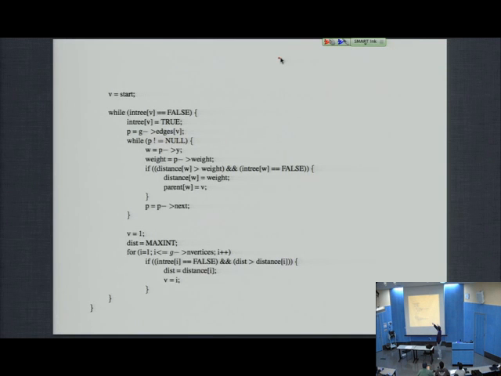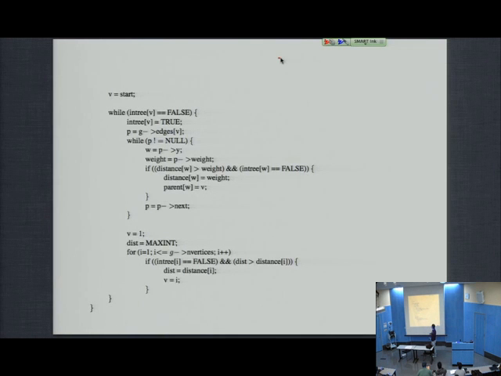The weight is equal to that edge's weight. If the weight of this edge from V to W is less than the cheapest way we know of to link W into the tree, and W is not in the tree, then we have found a new, cheaper way of linking W into the tree. And so the distance to W, the cost of linking W in potentially, is weight, and the way to do it is through V. Okay?